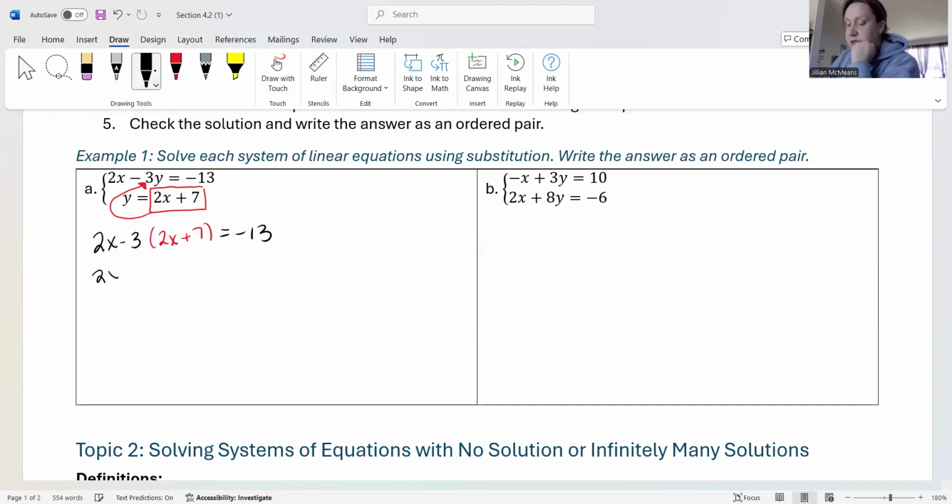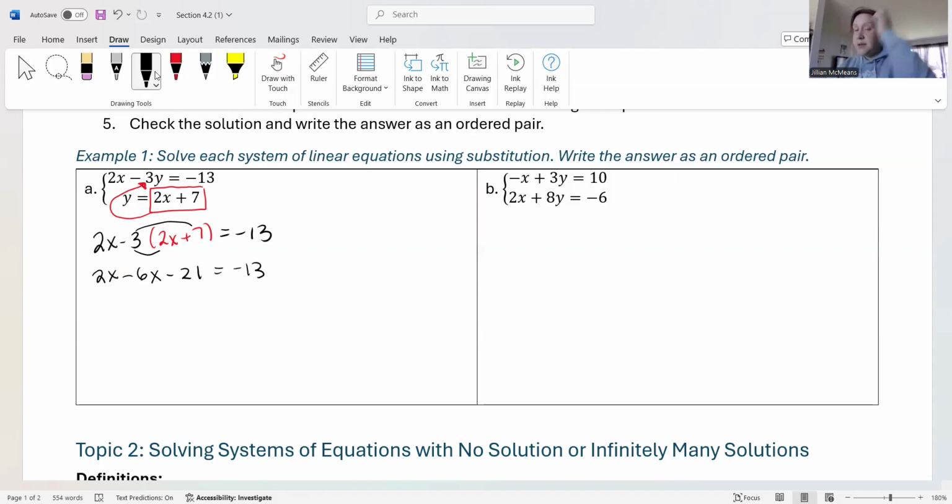So I'm just going to rewrite 2x, and then I distribute my -3. So -3 times 2x, well, -3 times 2 is -6. And then just multiply that by x, we get -6x. -3 times +7 is -21. And that all equals -13, okay?